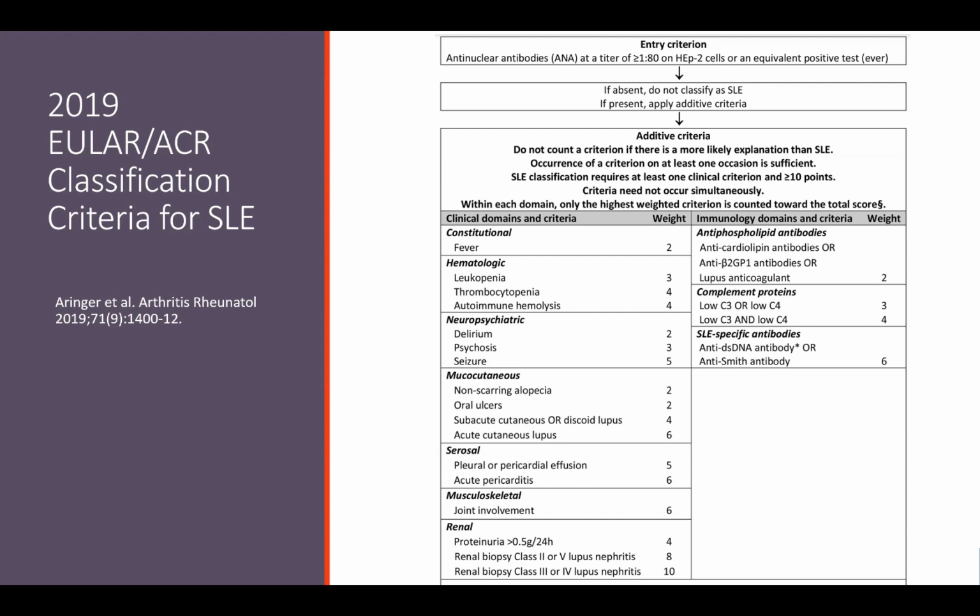So it is divided into clinical domains and immunology domains. Clinical domains include constitutional, hematologic, neuropsychiatric, mucocutaneous, serosal, musculoskeletal, as well as renal. And you can see that the details are illustrated in the table. Immunology domains are antiphospholipid antibodies, complement proteins, as well as SLE-specific antibodies.